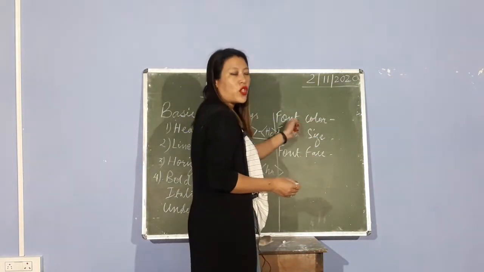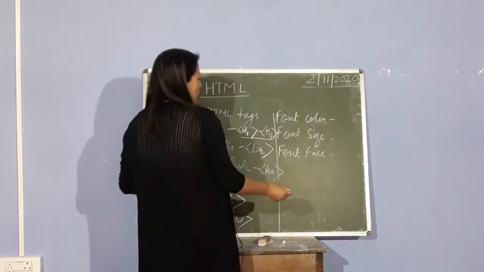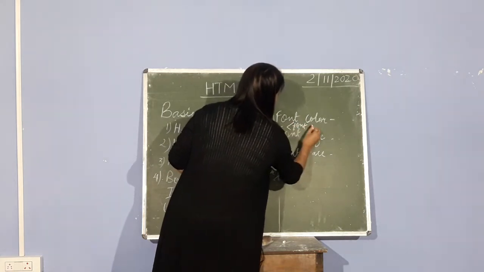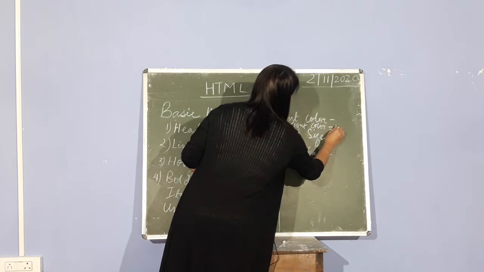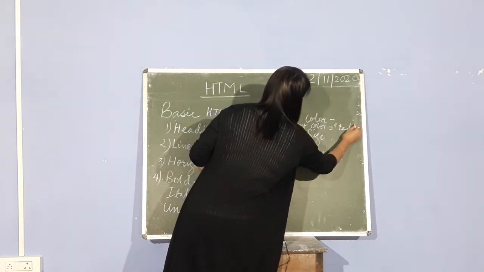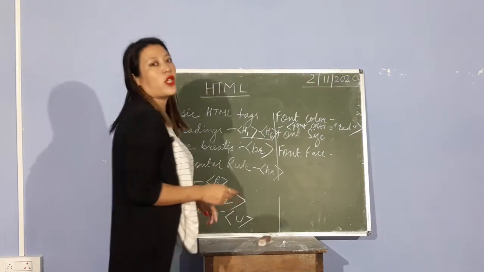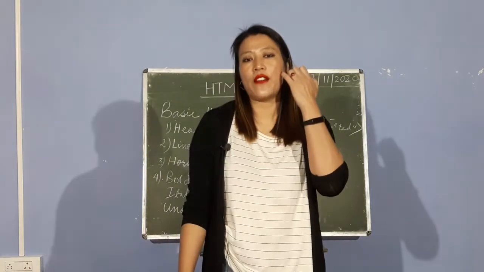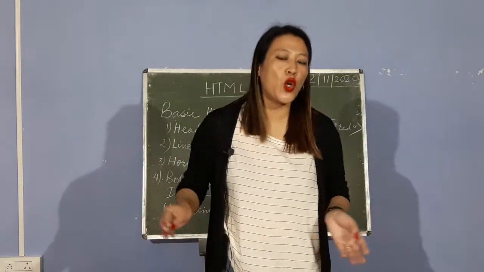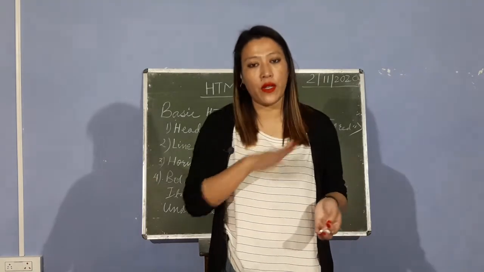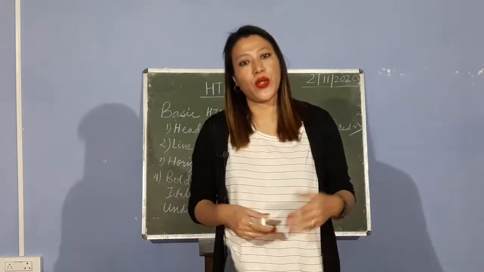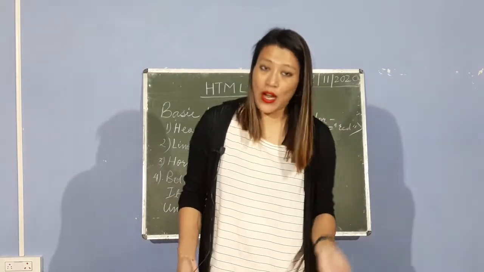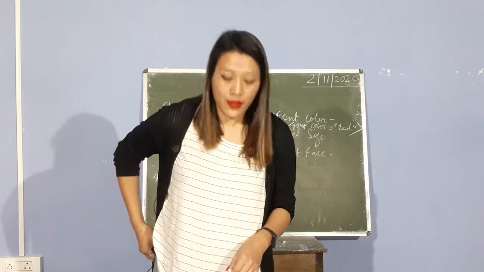Whenever you need to change the font color, you write it within angle brackets: font color equals, within inverted quotes you write red, like this. Since this is a container tag, you have to close font, because if you don't close font, then in your entire web page all your text will change into red color. So you have to mention font color and you have to close it, because it is a container tag.